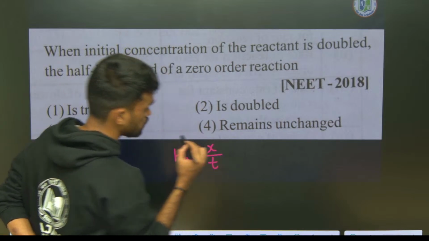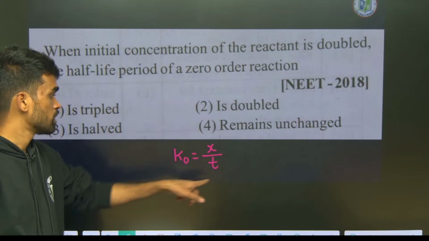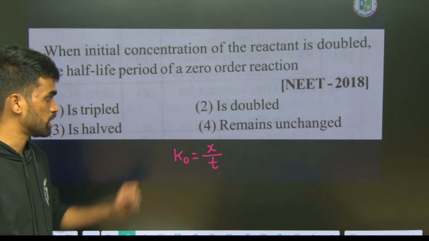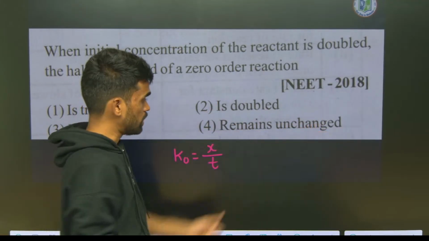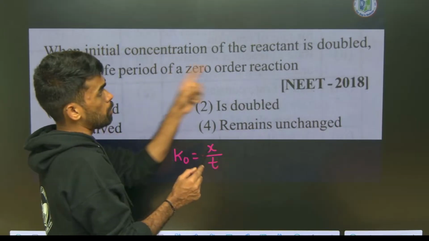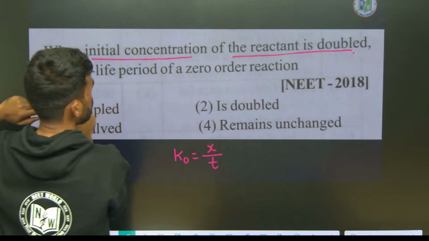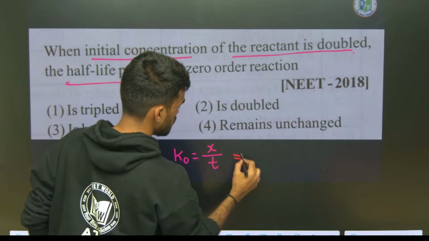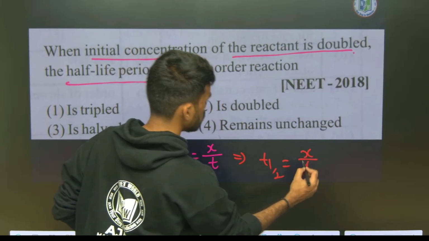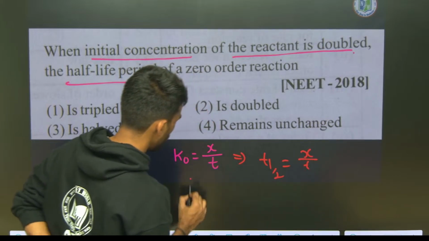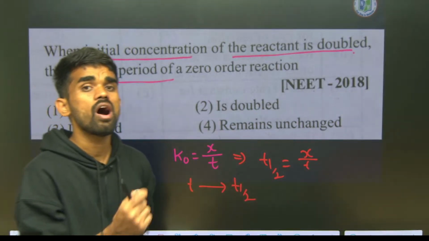This is the first question in this session where we derived the integral equation for a zero order reaction. So x represents the amount of product formed. Now, when the initial concentration of reactant is doubled, what happens to the half-life of the reaction? I want this in terms of T half, so I can write T half as x by K naught. Here, in place of x, when t approaches half, it means the time required for completion of half of the reaction.